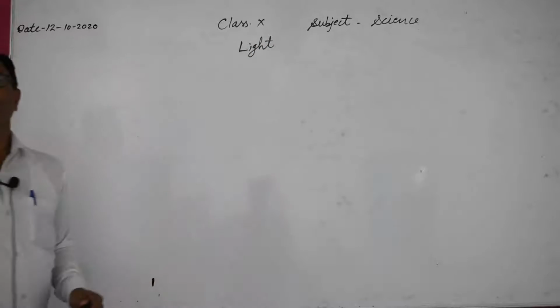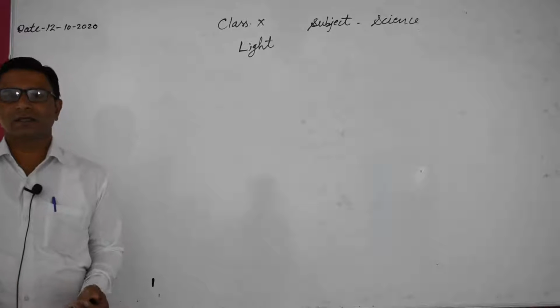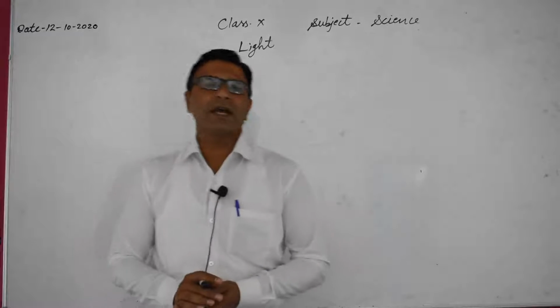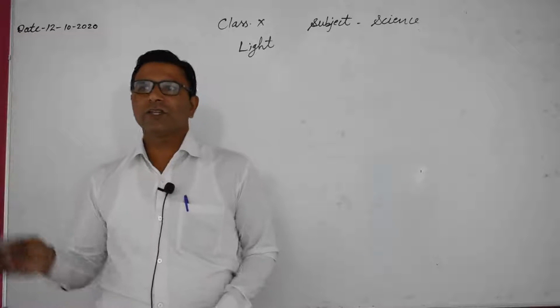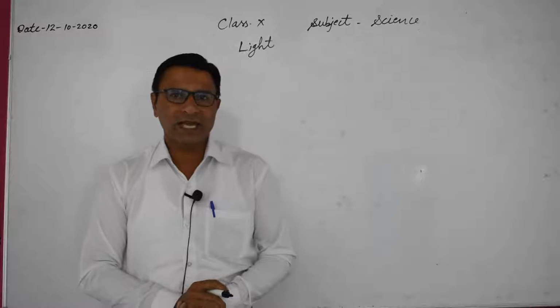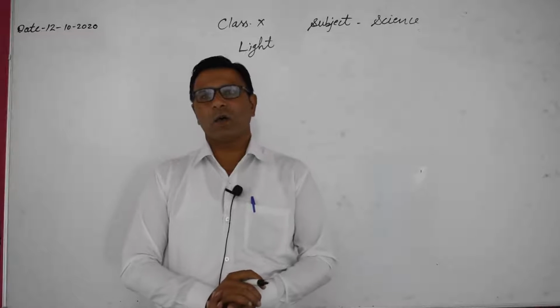So dear students, first of all we will know what light is. Light is a form of energy and we can see with the help of light. First, light falls on the object and then we can see the object.